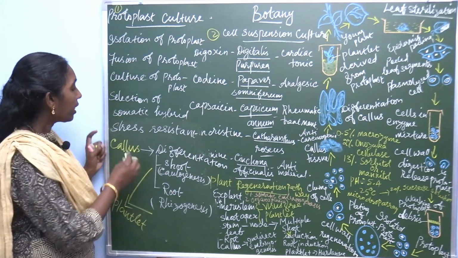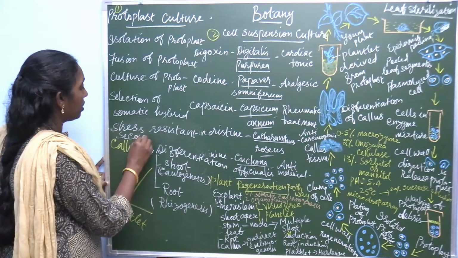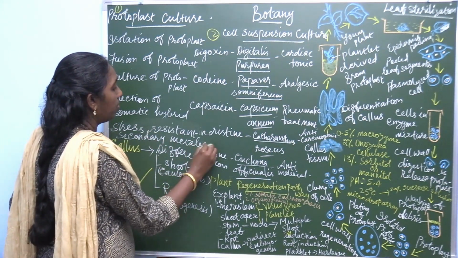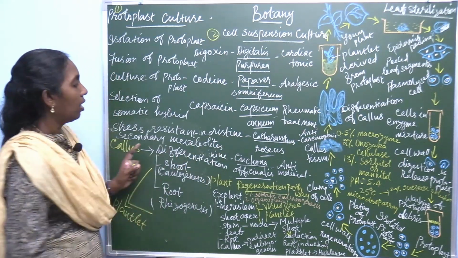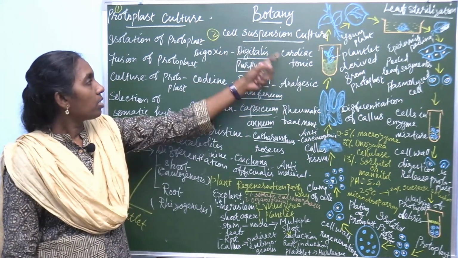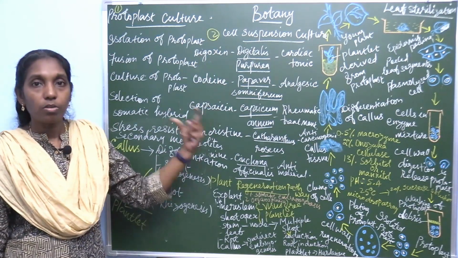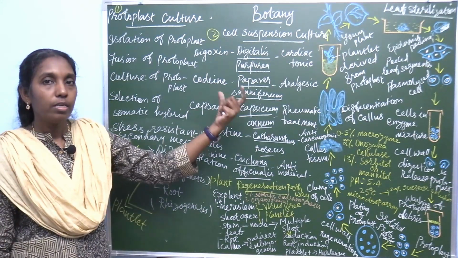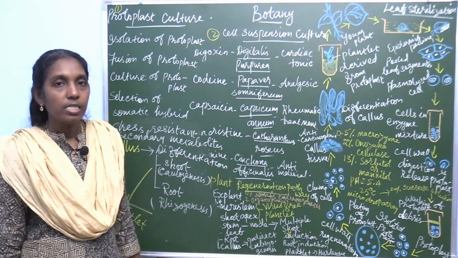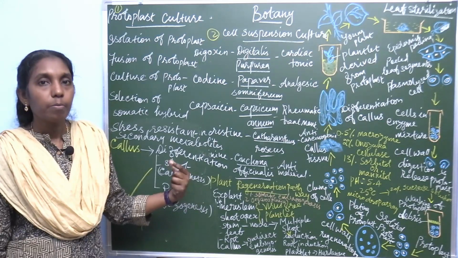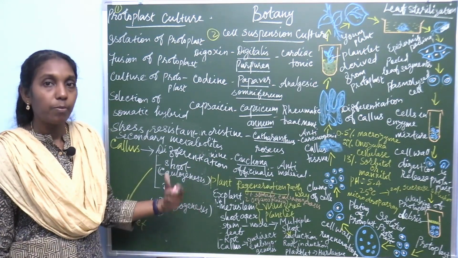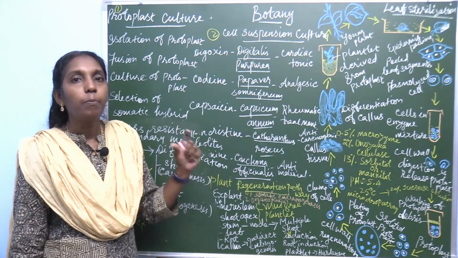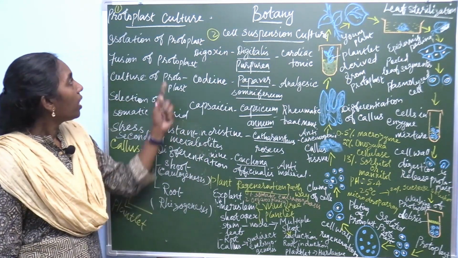And finally, secondary metabolites can be produced. You learn some examples here, digoxin, codeine. Not only these, these are few examples. So many secondary metabolites, the chemical compounds of these plants, are taken as a byproduct. Commercially, it's very important. So the last question is applications of protoplast culture.